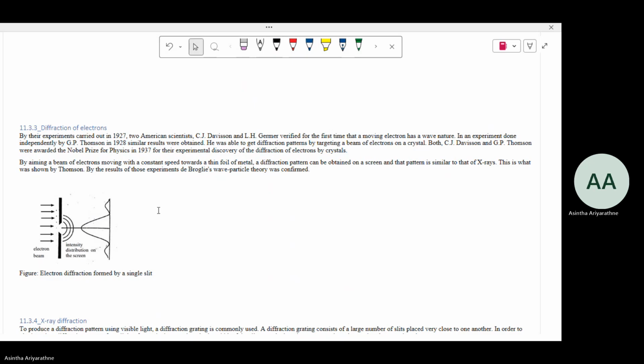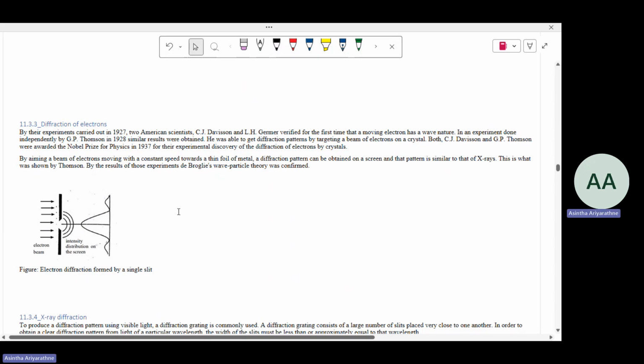Here also it could be shown that after the diffraction through the crystal, the variation of the intensity of the electron beam shows a pattern somewhat similar to X-rays. X-ray is considered a wave. So when X-rays fall on a crystal as well, they show the same pattern as the beam of electrons. So it could be verified that electrons also show wave nature.